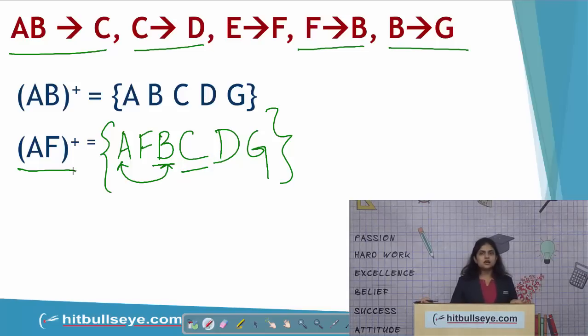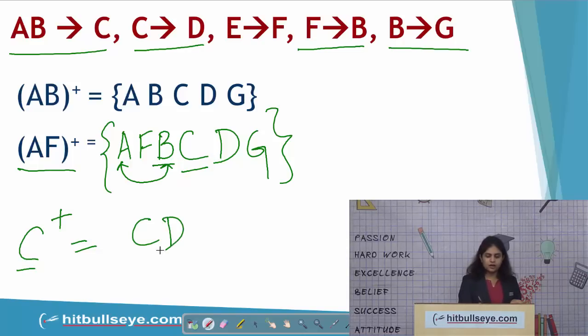I hope you understand how to calculate the attribute closure. To take another example, let's calculate the closure of attribute C. I can say the attribute closure of C is, first of all, C itself, it has to be added. From C, I can add D, and from C and D, can I add anything else? No, because there is no functional dependency.